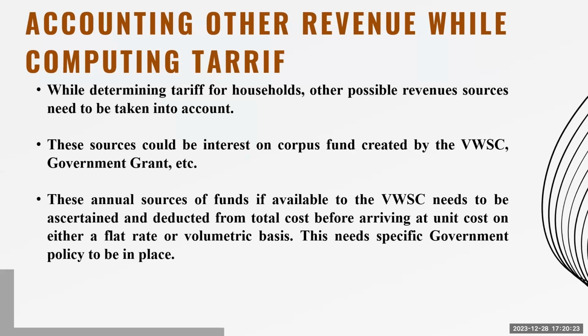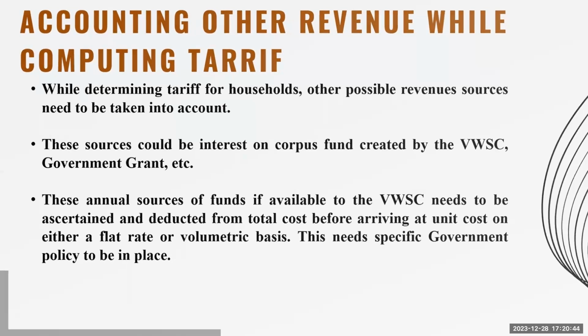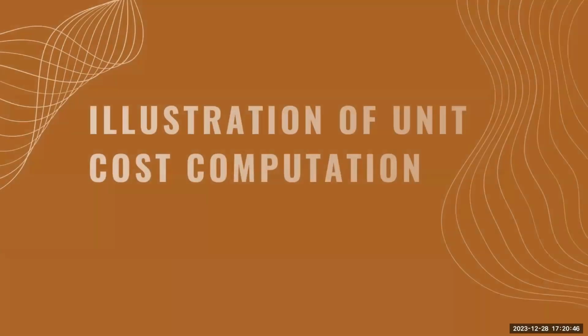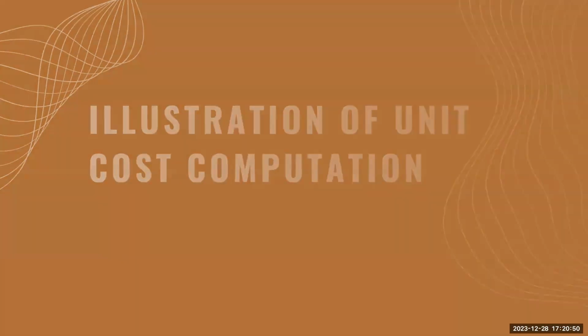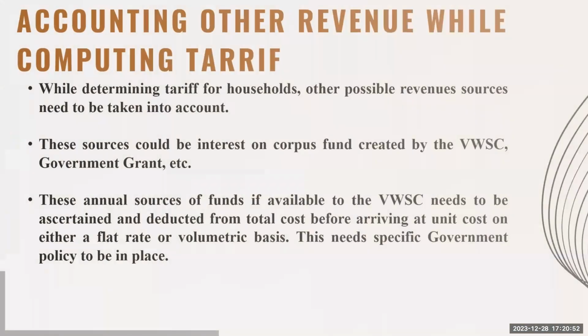The BWSC may also sometimes have a corpus fund created, and the interest accumulated on the corpus fund can similarly be deducted in order to look at the net cost and then calculate the unit cost. So these costs help us in charging, especially, a flat rate or a volumetric basis.